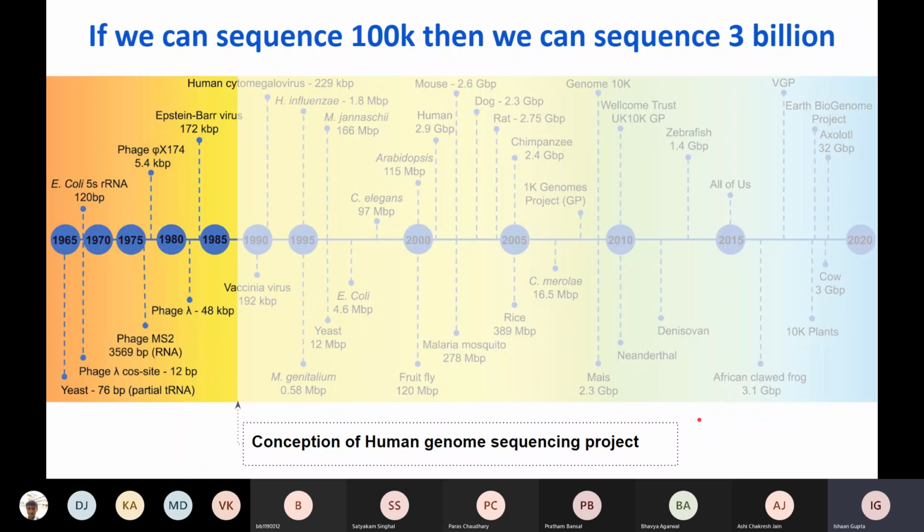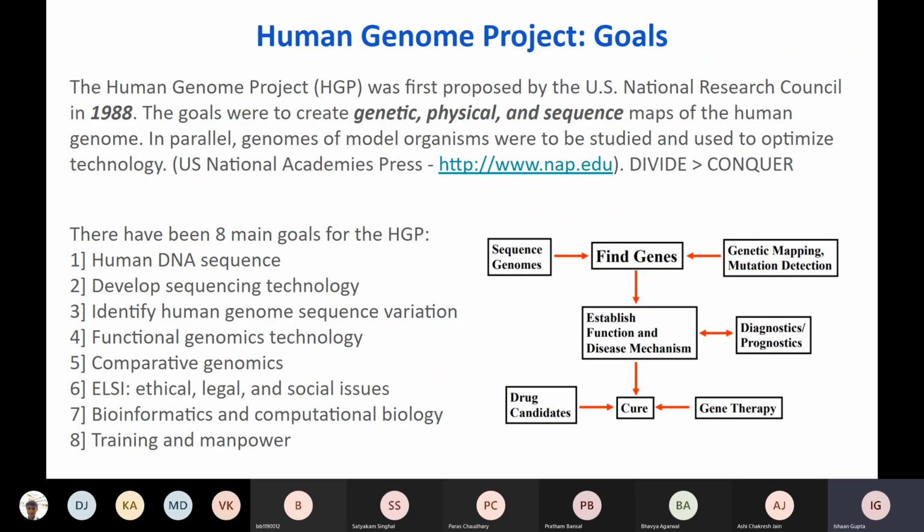It is at this point of time that people conceived the human genome sequencing project. People asked that if we can sequence organisms with about 100,000 nucleotides, that is 10 to the power 5, the same principles should ideally be applicable to sequence the entire human genome, which is 4 orders of magnitude higher, having 3 into 10 to the power 9 bases. This was formalized as the Human Genome Project, proposed by the US National Research Council.